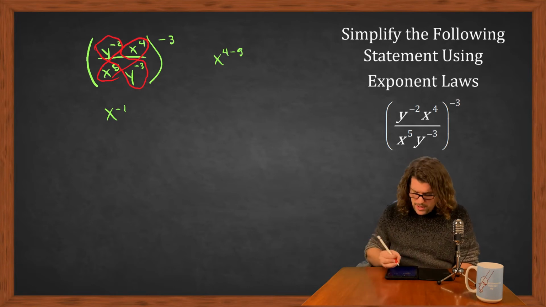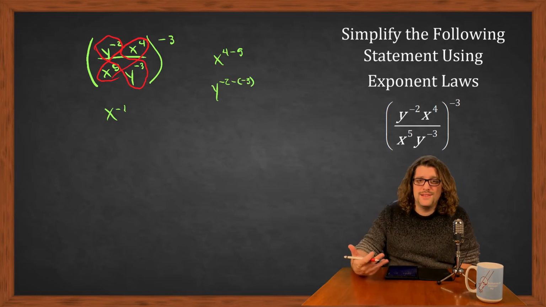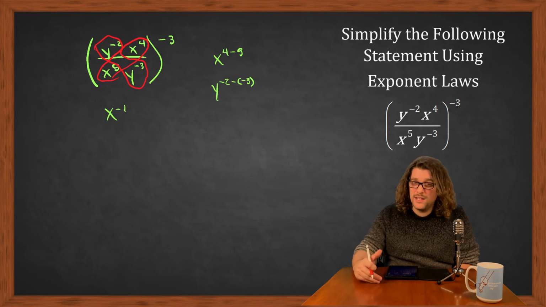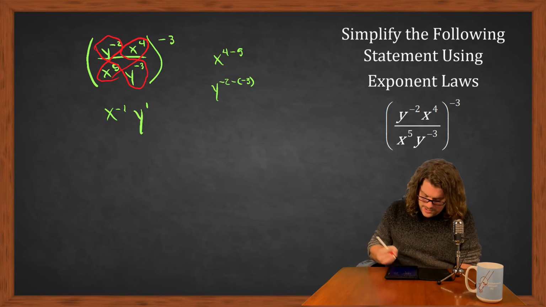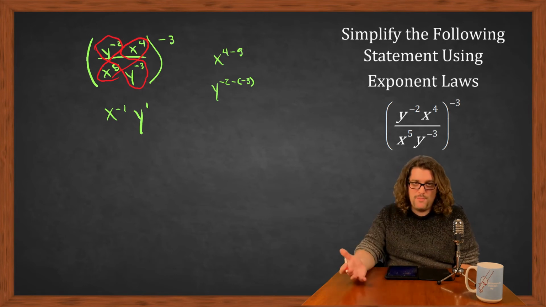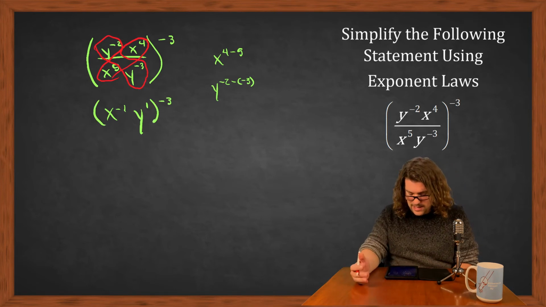I'm going to do the same thing with my y's, but my y is a negative 2 and we're subtracting a negative 3. Now, this actually requires us to be a little bit comfortable with integer subtraction or addition. So in this case, I have negative 2 subtracting a negative 3, which is the same thing as adding a positive 3. That simplifies to give me y to the power of positive 1. The 1 doesn't need to be written in there because a power of positive 1 is the same thing as having just a y itself. This is still all in a bracket that has a negative 3 on the outside.